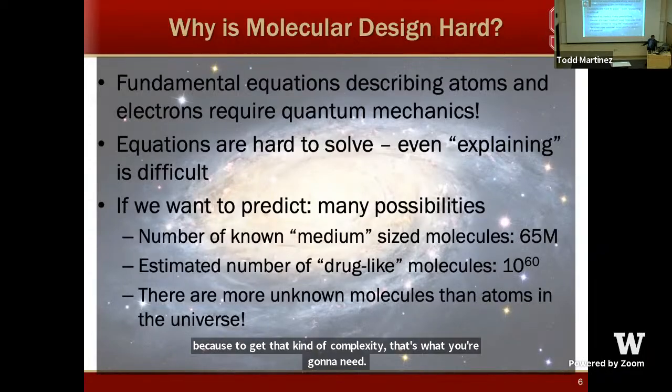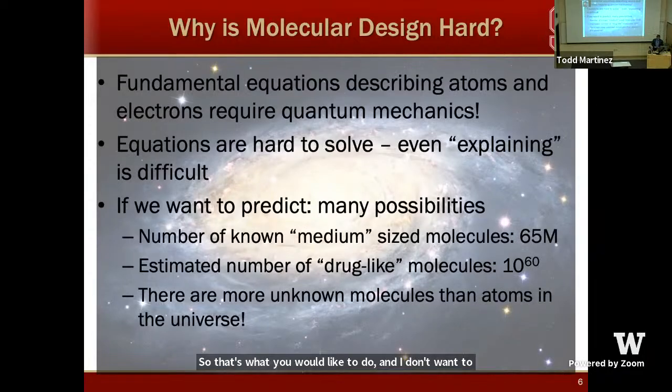I don't want to belabor any of the particular applications, but say now, why is this hard? And that's foreshadowed a little bit by what I was saying. It's hard because the equations that we need to solve are quantum mechanical equations, right? And so even explaining is difficult. If we want to predict, then we have to actually layer on top of that the problem that there are many, many molecules, there are many possibilities, there are many explanations, and we're going to have to be able to exhaust these.